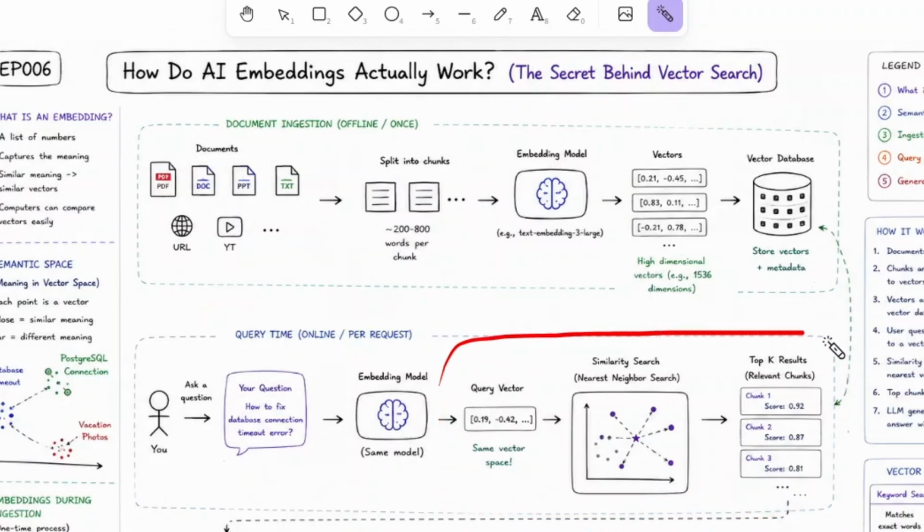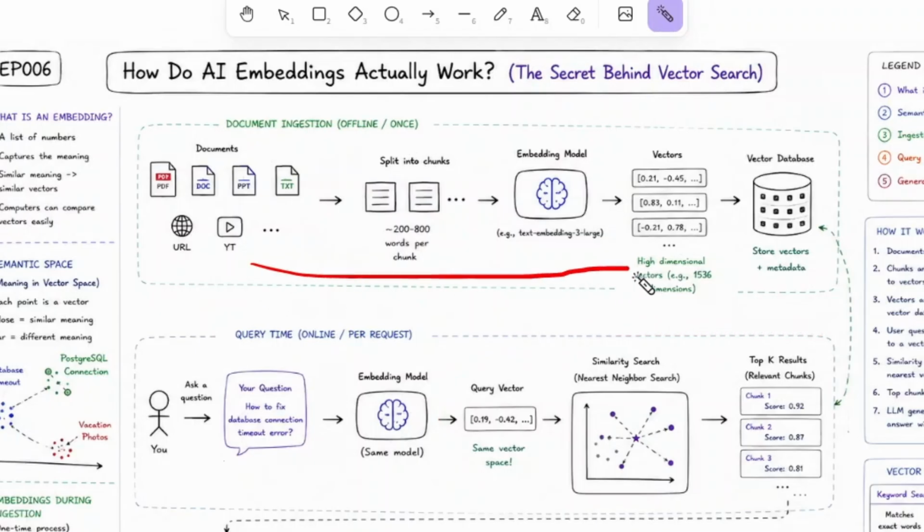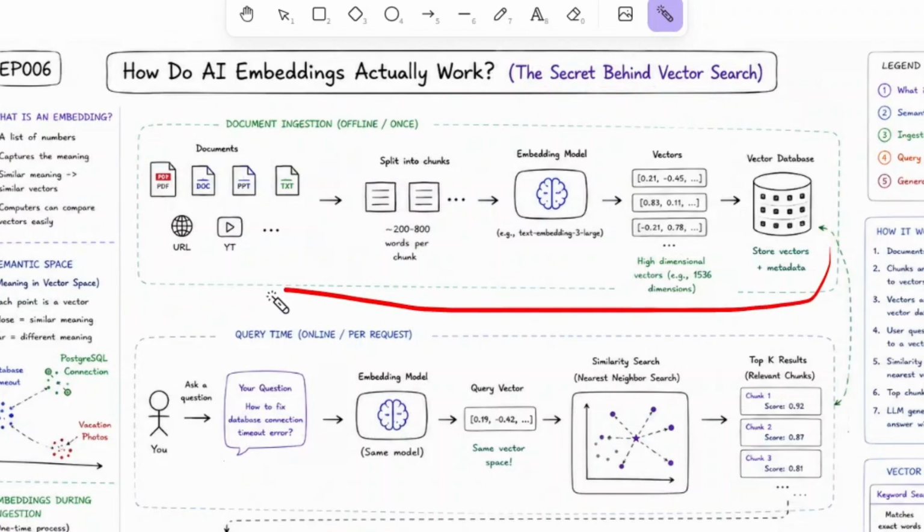Embeddings are usually generated during document ingestion. First, the document is split into chunks. Each chunk is passed through an embedding model. The resulting vectors are stored inside a vector database together with metadata such as document ID, source, permissions, or page number. This process happens once, not every time someone searches.